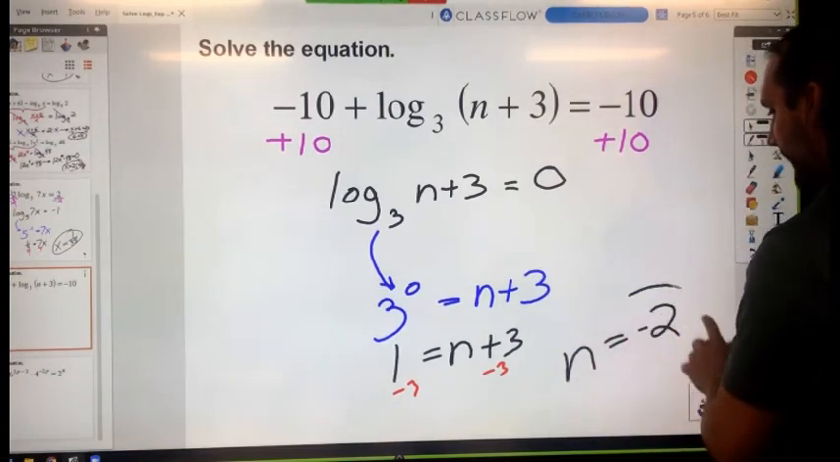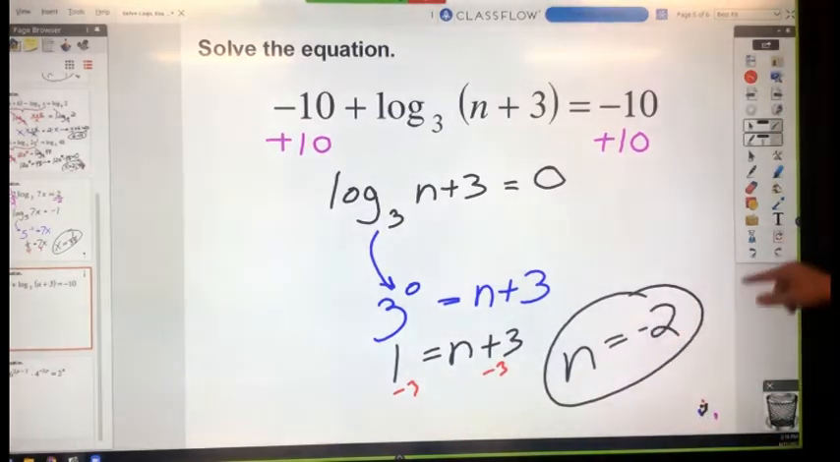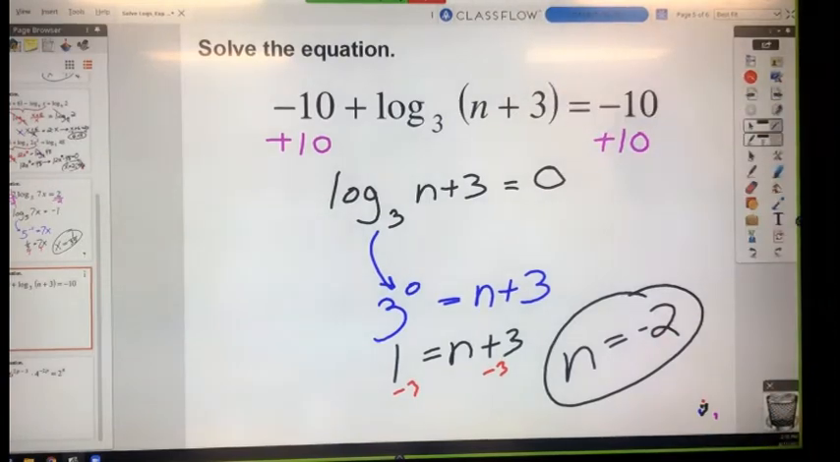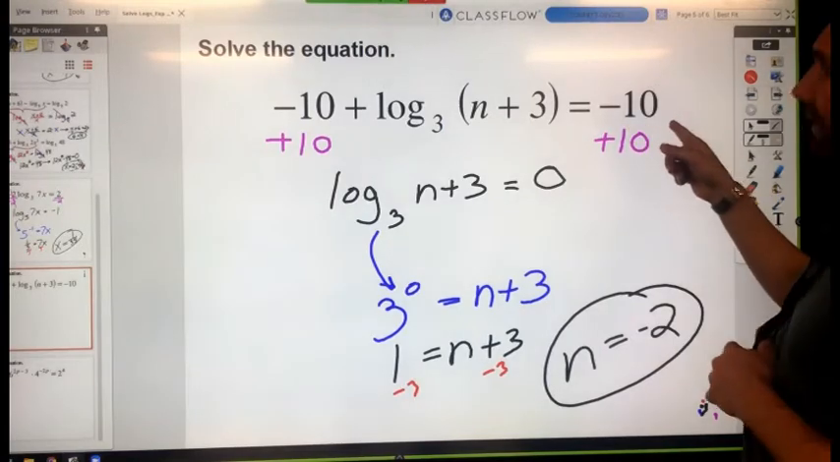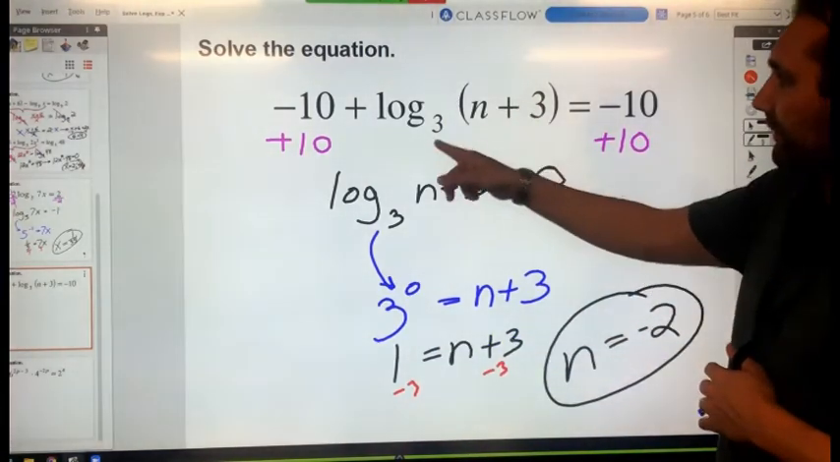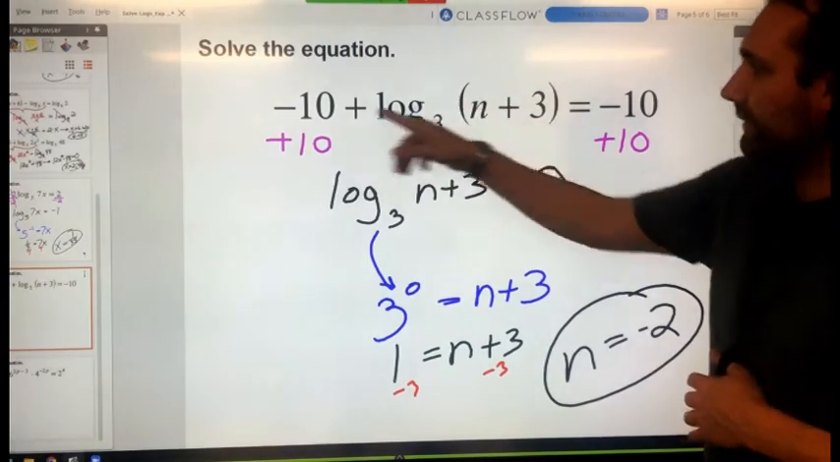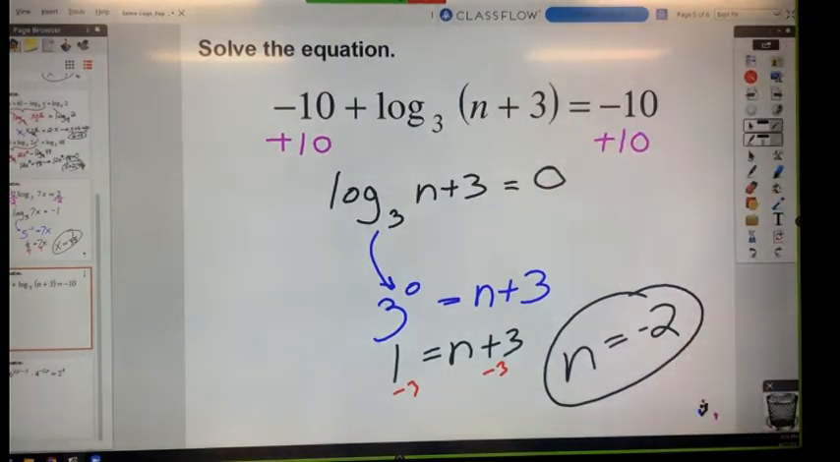Uh-oh, a negative value. Let's check it. If I plug it in here, I better not get a negative log. Negative 2 plus 3, I end up with a positive 1, so it won't crash that log. We just need to test to make sure I get negative 10 on this side. And you do, because 3 to the power of 1 here, if you follow that one property, gives me 0. Negative 10 plus 0 is negative 10. Or you can just plug it into the calculator.